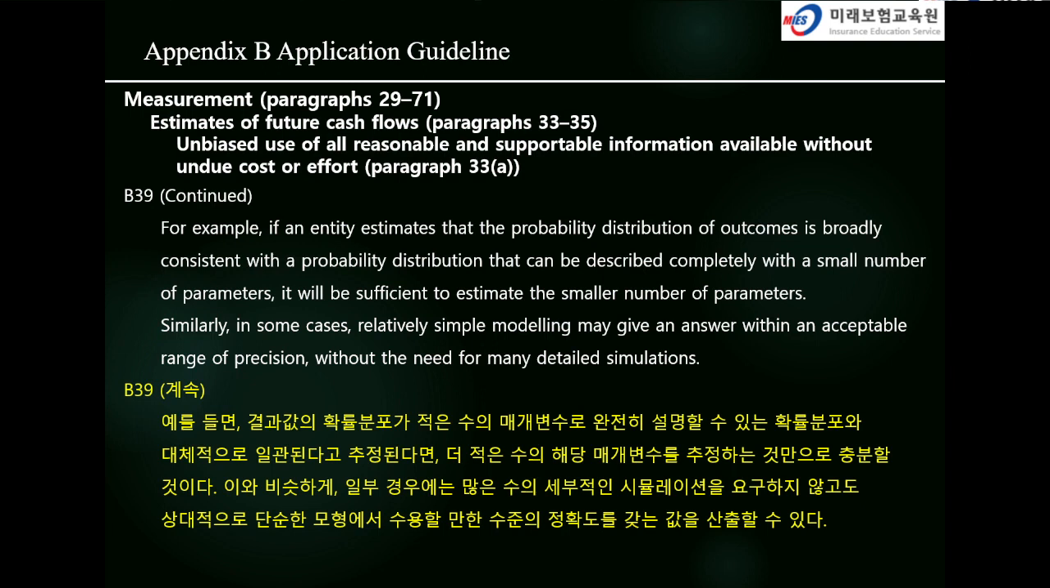Or when I say the future cash inflows or outflows follow a normal distribution, you don't need to generate 10,000 or 50,000 different outcomes, so-called scenarios. Instead, I would say this follows the normal distribution with what? Mu and sigma estimates. That's what it says. It is sufficient to estimate the small number of parameters, which is mu and sigma in the case of a normal distribution. Okay?